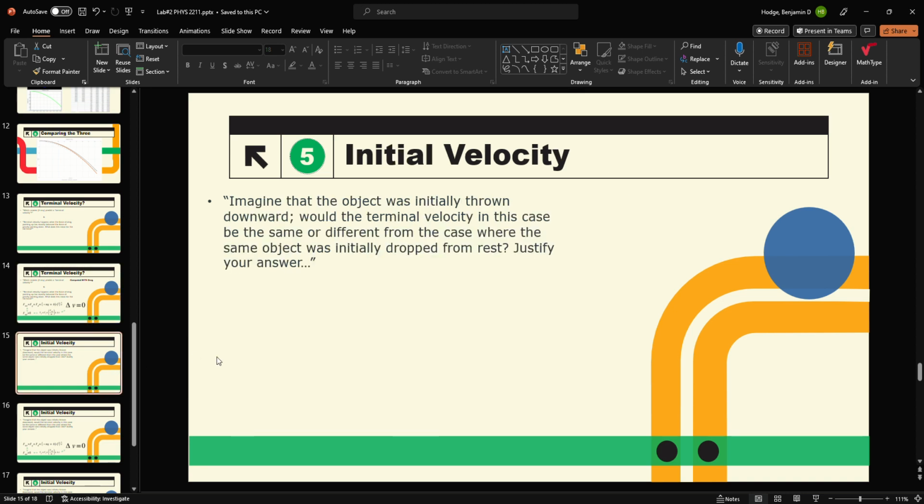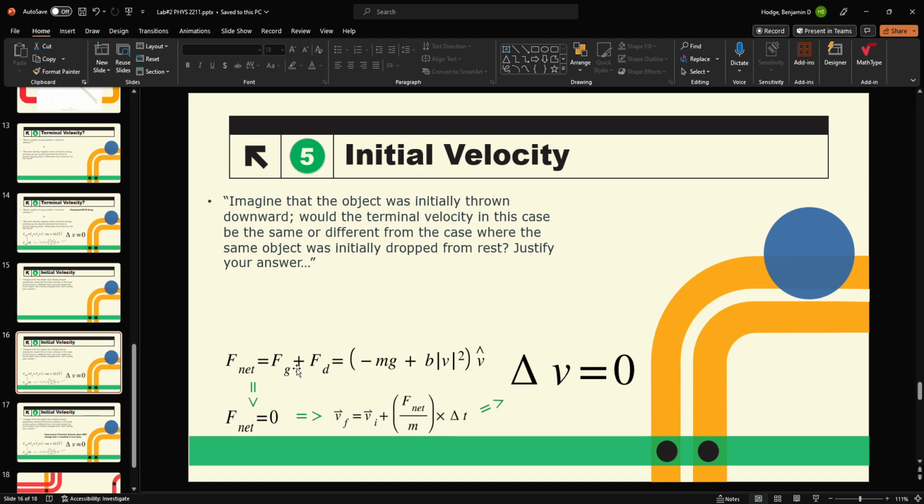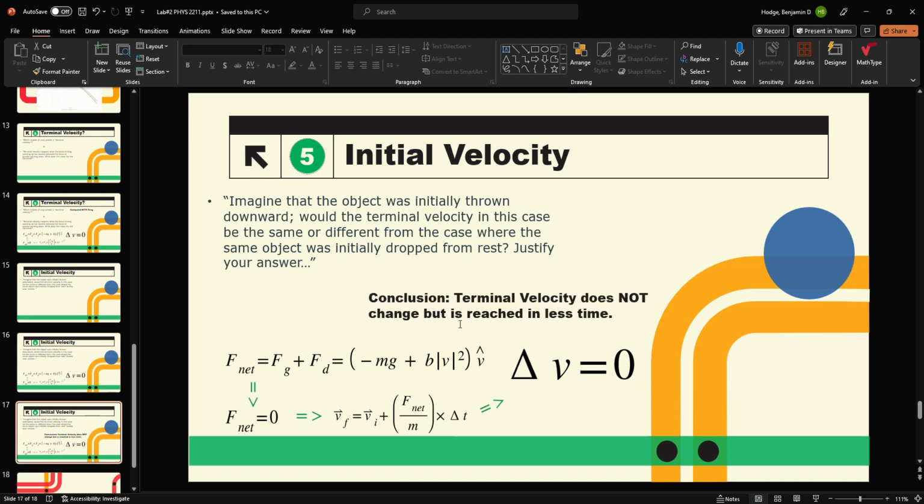And our second question is, if the object was initially thrown down, would the terminal velocity in this case be the same or different from the case in which it was initially dropped from rest? If we go back to this formula, we can notice that since this takes in v squared, causing drag to increase to a level higher than the initial velocity would allow, your net force would be uneven, which means that these two forces, force of gravity and force of drag, would cancel out inherently. So terminal velocity would not change numerically, but it would be reached in a lot less time because you'd be giving it a bit of a boost.